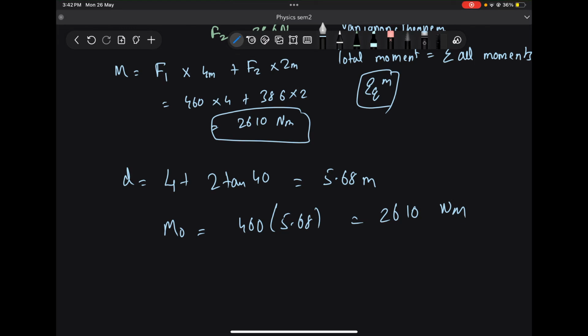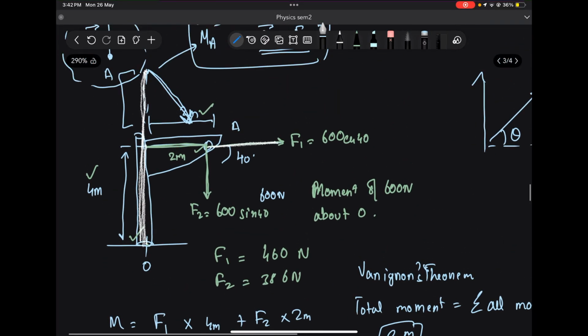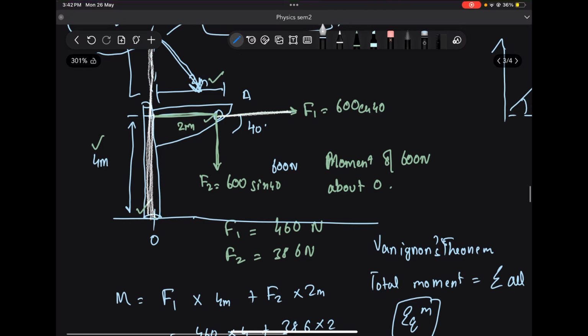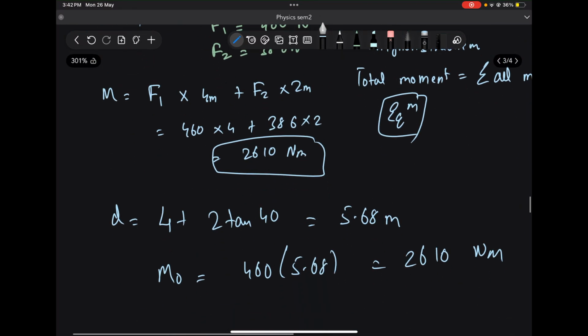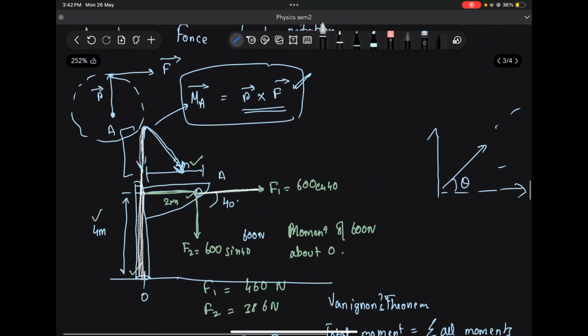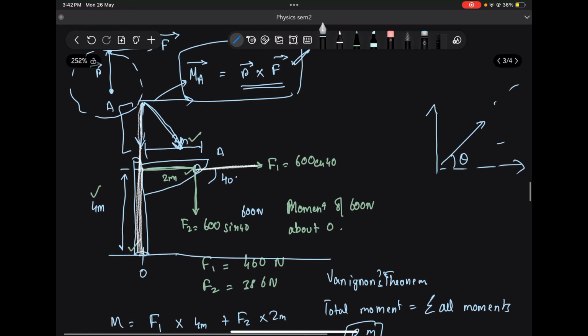Now, this is shifting the force upwards. What you can also do is shift the force downwards. So instead of taking it to O, you can take it downwards to, let's say, a point C. One thing I forgot to explain here is that I took 460 because the vertical component, of course, will not apply any torque. I need to take only the horizontal component. So if you remember, this came out to be 460. This is what we took.